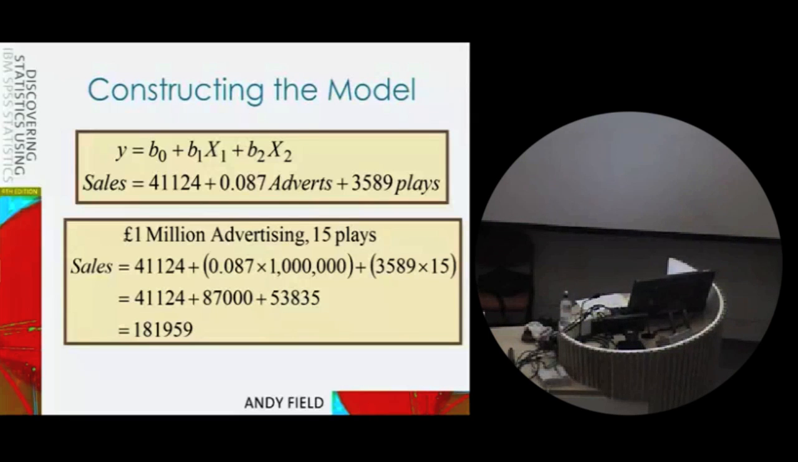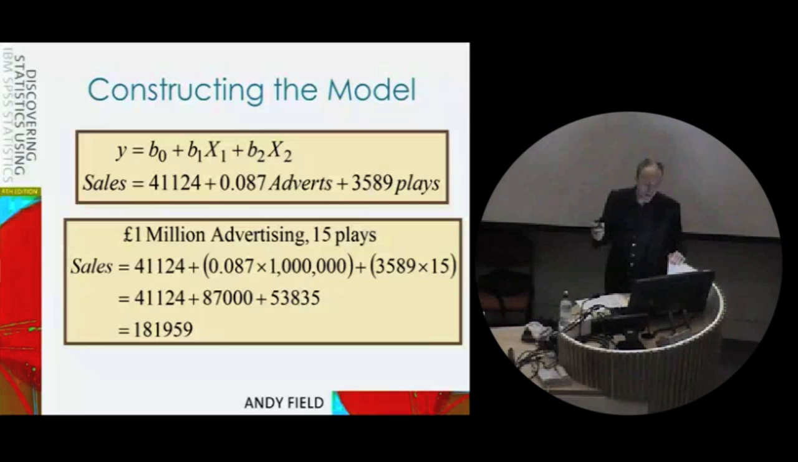So, for example, if we had £1 million to spend on advertising, all we could do is replace this predictor variable, adverts, with the value of 1 million. So that's what I've done down here. And if we think we'll get it played 15 times on radio, then we can replace the variable plays with the value 15, which is all I've done down there. And basically, when you work all of that out, it gives you an answer. So how many sales will you get? Well, if you spend £1 million on advertising and you get the record played 15 times on the radio per week, then you can expect basically 182,000 sales, rounding off a bit.